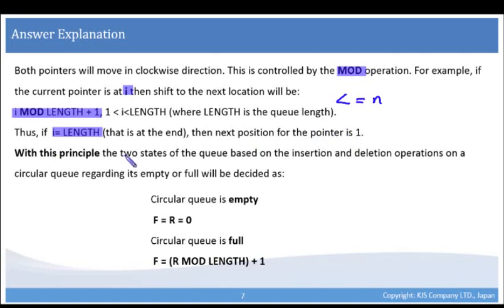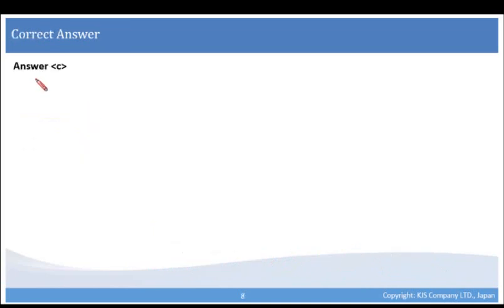With this principle, the two states of the queue, based on the insertion and deletion operations on a circular queue regarding its empty or full, will be decided as follows. A circular queue is empty if f equals r equals 0, and a circular queue will be full if f equals r mod length plus 1, or in our case, where length equals n, we've got f equals r mod n plus 1. And so what we can see is that our answer is going to be C from the question slide.